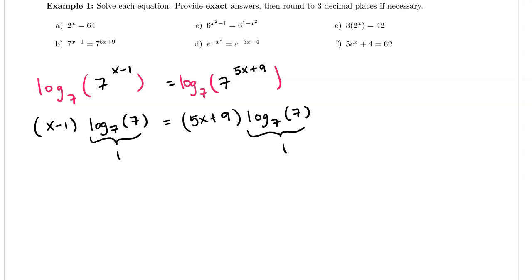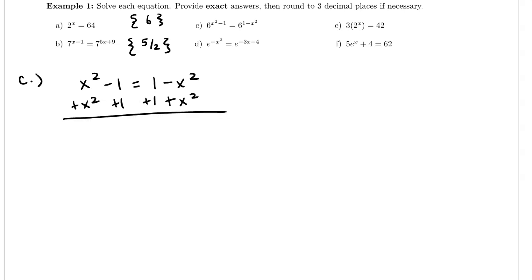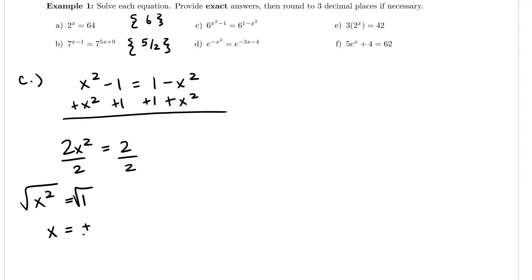Let's move on to part C. In part C, again, we have the same bases, so I'm going to set the exponents equal to each other. And from here, I'm going to add x squared to both sides. I'm also going to add 1 to both sides. That's going to give us 2x squared is equal to 2. From here, I can divide both sides by 2 and get x squared is equal to 1. By taking the square root, I end up getting x is equal to plus or minus 1.